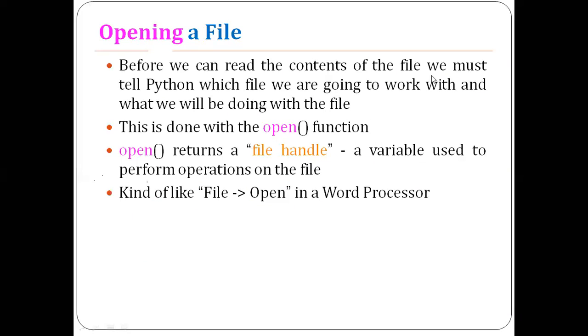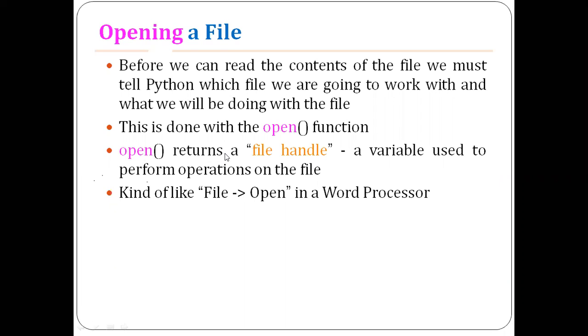Opening. Before we can read the contents of the file, we must tell Python which file we are going to work with and what we'll do using the file. That is exactly what you do in C and C++ as well. Before reading the contents of the file, you're supposed to open the file, and also tell the operating system what you are going to do, whether you want to read only the contents of the file, or write something into the file as well. It is done with a function called open, which is basically used to open a file.